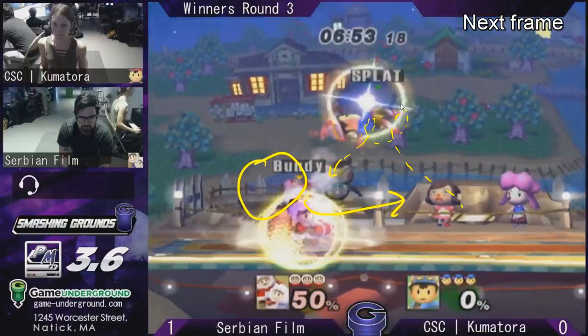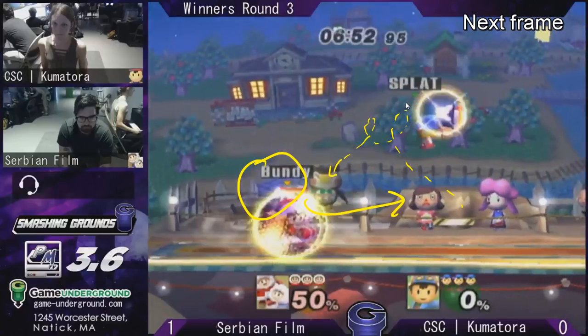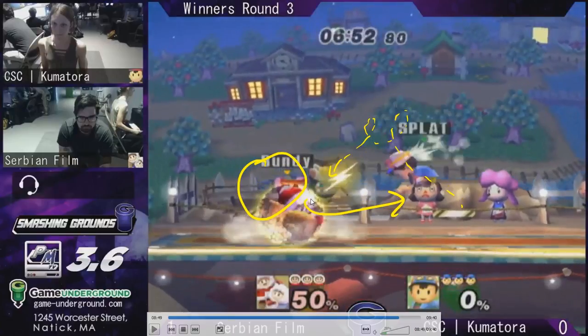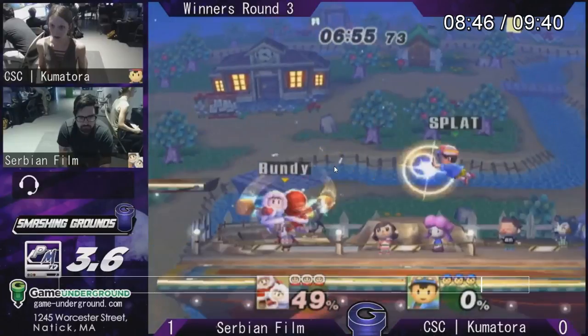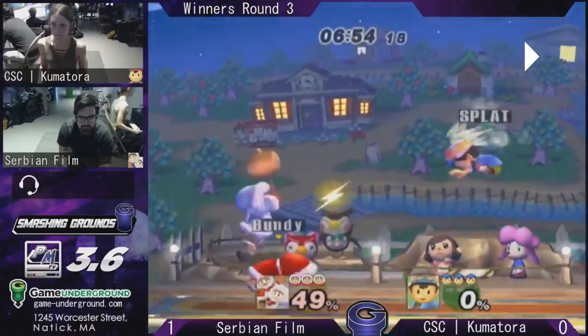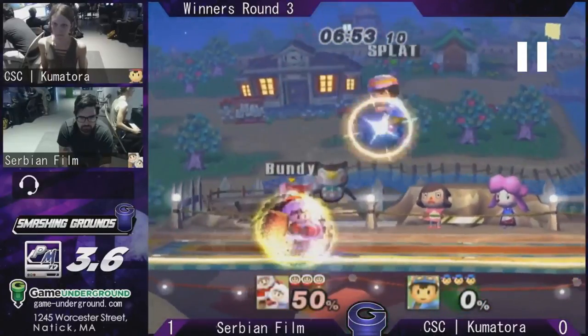He has to double jump cancel, do this PK Fire like this. The entire time you see that Serbian film is holding his shield. You can do stuff while you're in shield. You can do stuff out of shield. I think that's very important to acknowledge, right?